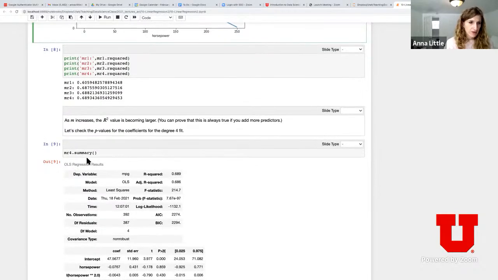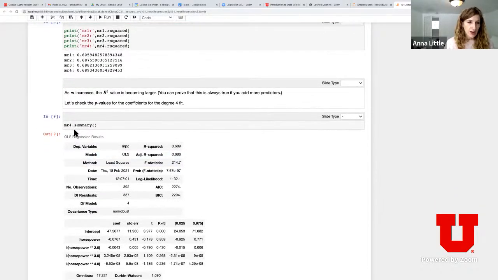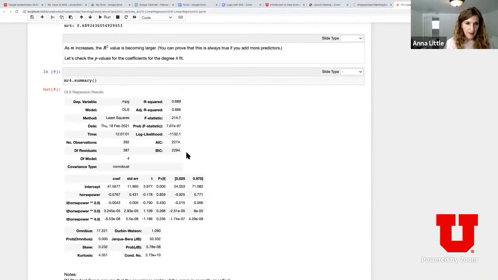And so you can see, if you take a look at this 4th degree polynomial fit that has the R-squared of 0.69, that the p-values for the coefficients are very, very high, right? So this is not looking to be a good model. We have no significant coefficients.